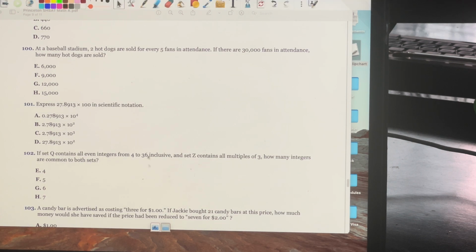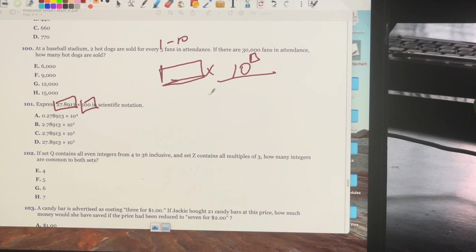Express that in scientific notation. Well, scientific notation has two parts, right? The second part is a power of 10 with a positive or negative exponent, and this one has to be a digit between 1 and 10, which this is not, and neither is this. So let's do them part by part.